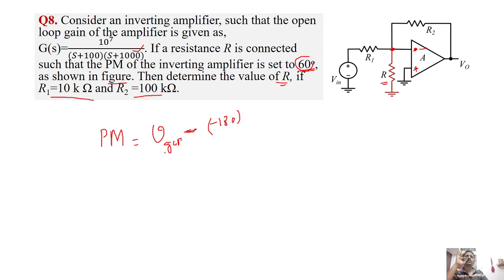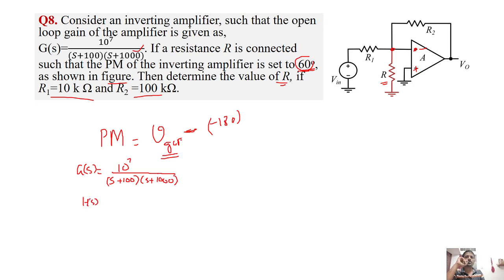Before that, what is the angle theta at GCF? That we'll find. So here from the question, G of S equal to 10 power 7 by (S plus 100) into (S plus 1000). This is G of S.